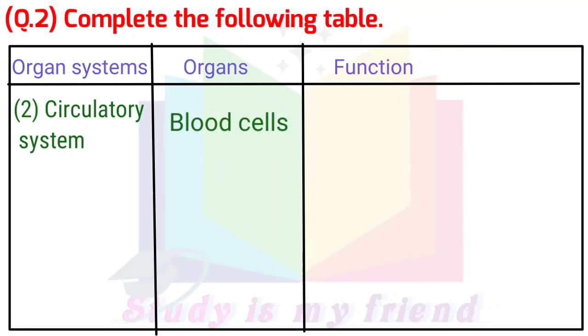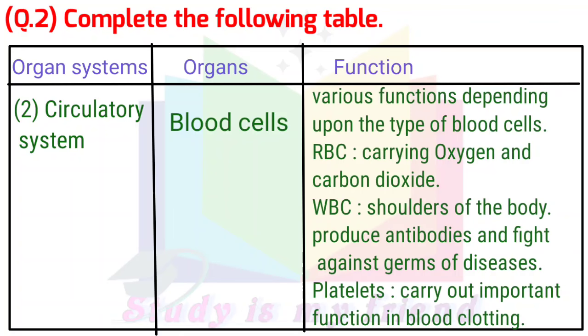Organ: blood cells. Various functions depending upon the type of blood cells. RBC: carrying oxygen and carbon dioxide. WBC: soldiers of the body, produce antibodies and fight against germs of diseases. Platelets carry out the important function of blood clotting.